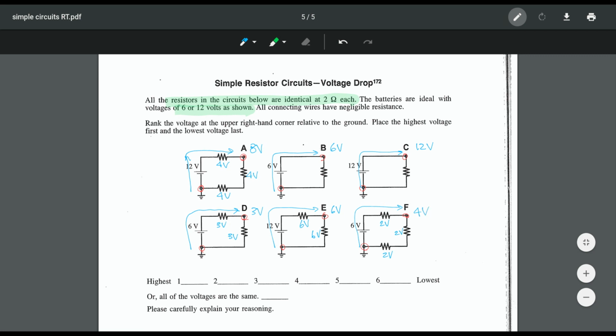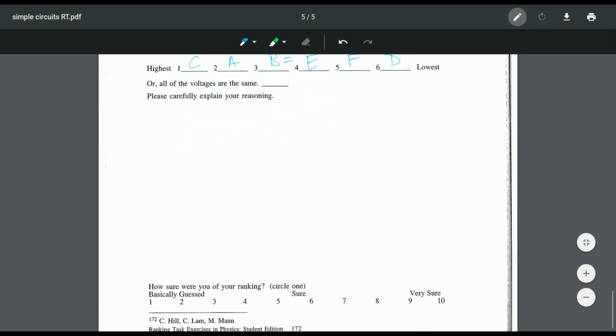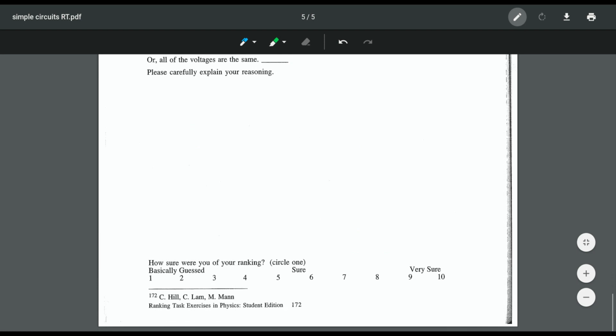All right, so the greatest value is going to be case C. That'll be followed by case A with 8 volts. Cases B and E are equal with 6 volts. Case F is 4 volts, then case D at 3 volts. That is the end of our tutorial.